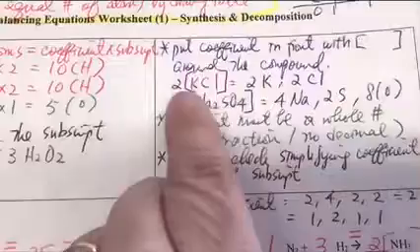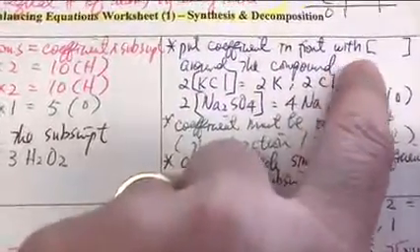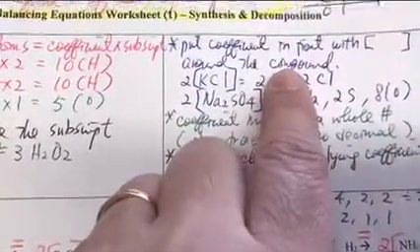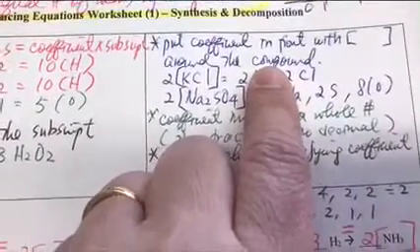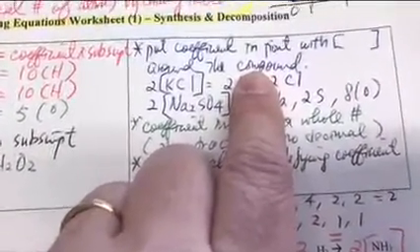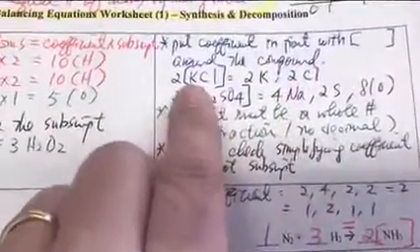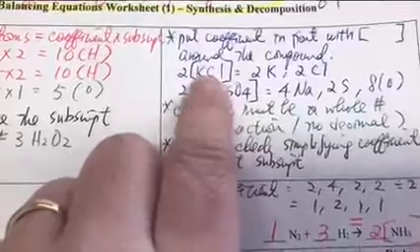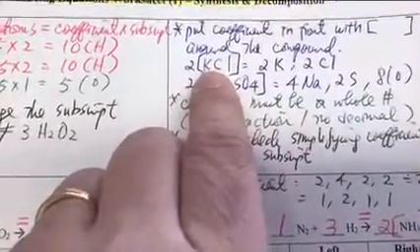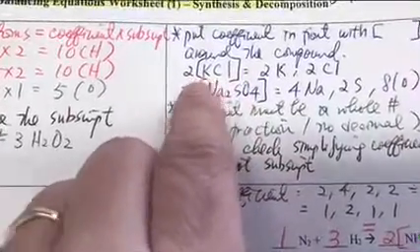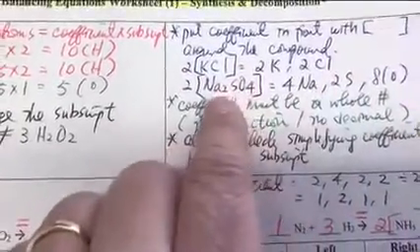Number 3 is you put the coefficient in front, and then you put the bracket around the compound. The compound is the one with multiple atoms, so you put the bracket around the compound, but you don't need to put a bracket around an element that is only one atom. For example, if we have 2 KCl, I will have 2 K and 2 Cl, because I put a bracket around KCl, and then I can calculate all the atoms inside.